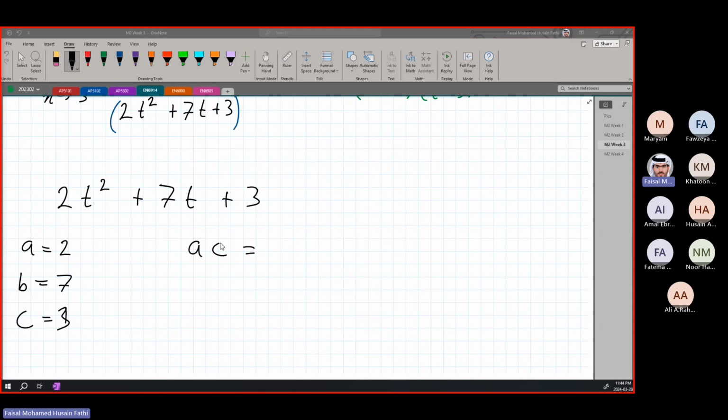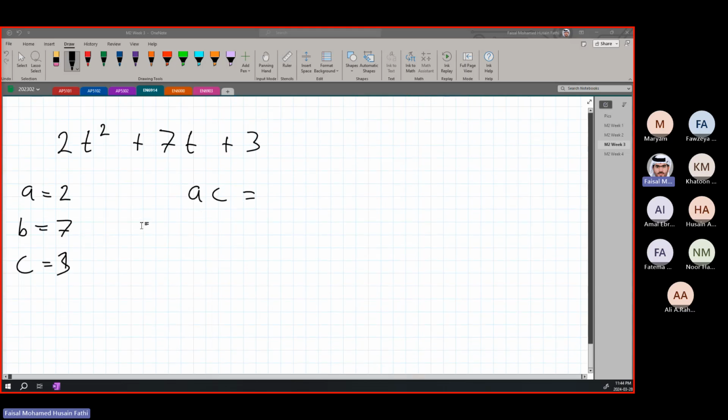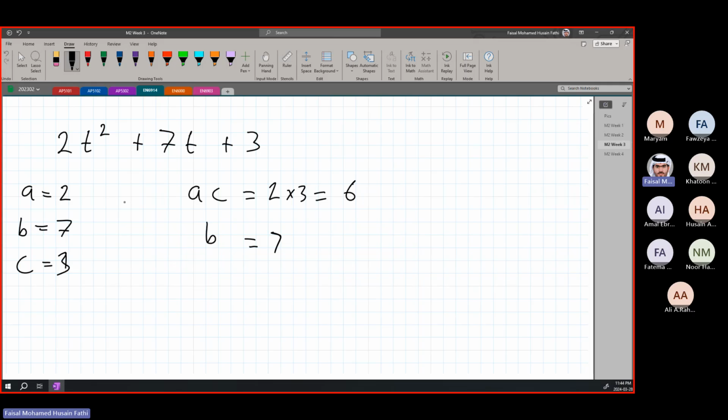Where was I? Okay, again, repeat the factorizing very quickly. If we have our a value equal to 2, we will write our a, b, and c values. We will find out our ac value, which is 2 times 3, which is equal to 6 in this case. And we will look at our b value, which is equal to 7. So the first value is 6. The second value is 7. When we multiply, we need to find two values that multiply to get 6, and when we add, we will get 7.